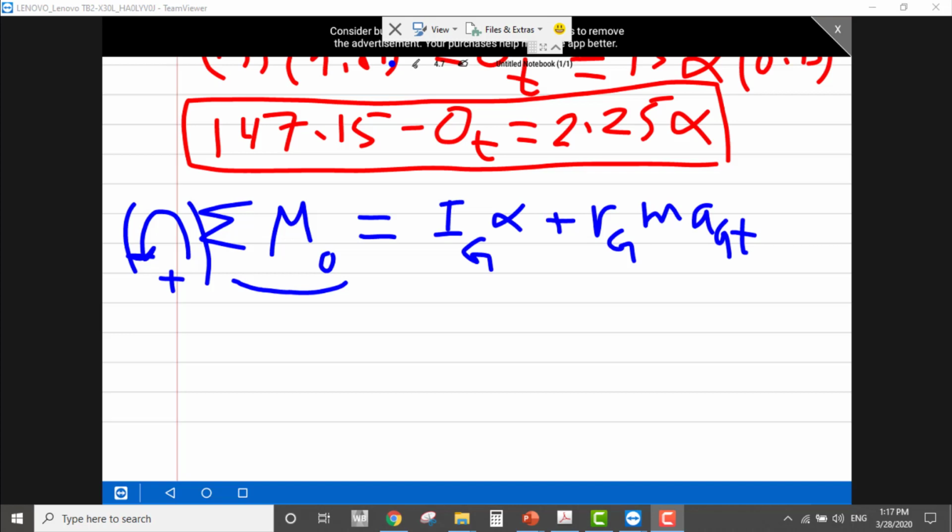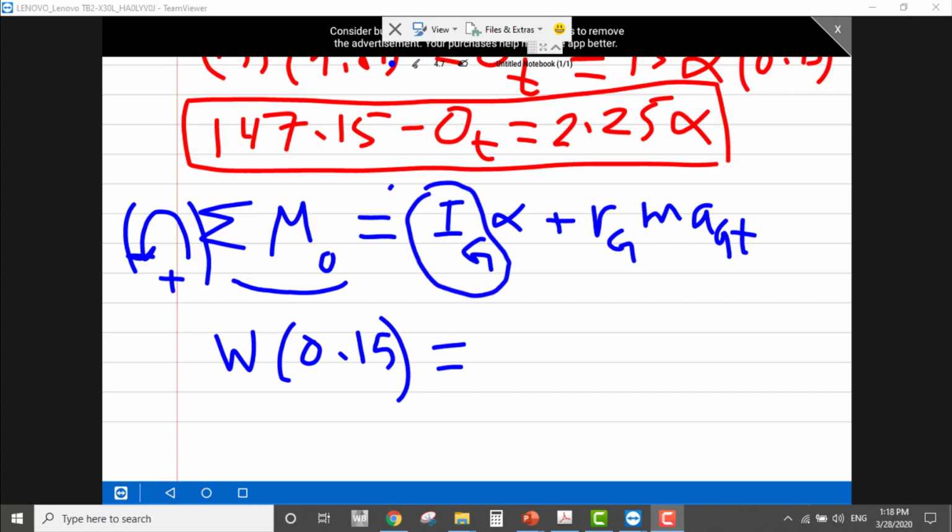So only weight, and this weight will do counter clockwise, which means positive. So W, weight, multiplied by 0.15, and this is equal to Ig alpha. Ig, this term, from where? From the shapes, from the mass moment of inertia figure.